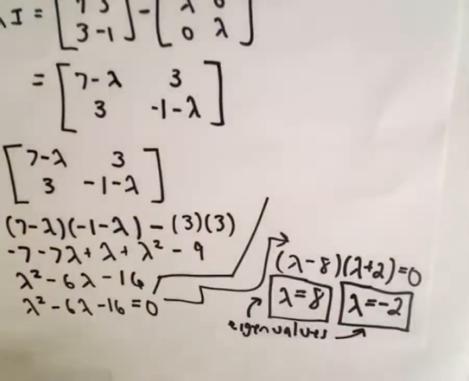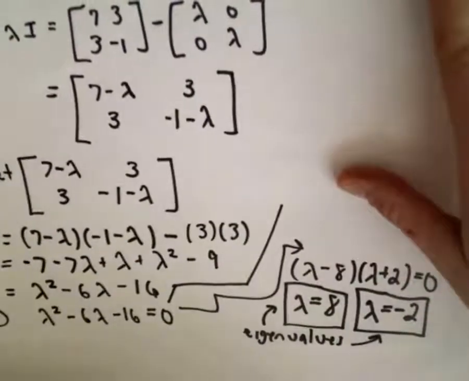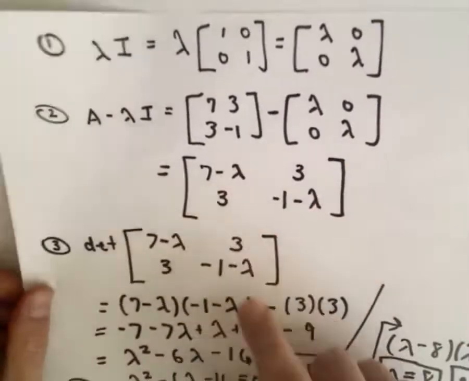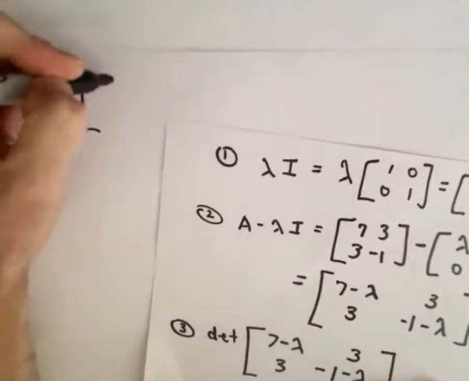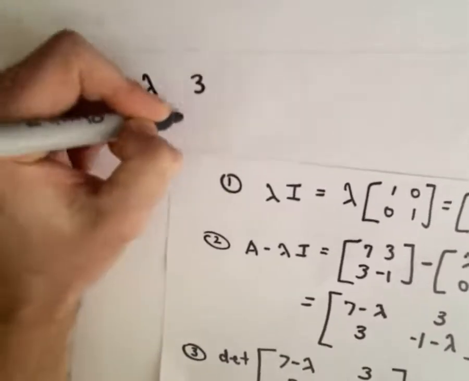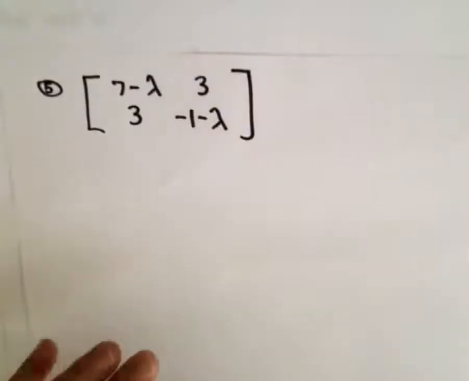And now we need to find the corresponding eigenvectors. Alrighty, so what we do now, step 5, we look at that matrix we formed, the A minus lambda I, so that was again the matrix that we found here. So I'm going to rewrite that. So we've got 7 minus lambda, 3, 3, and negative 1 minus lambda. And now we've got to do a few more computations.